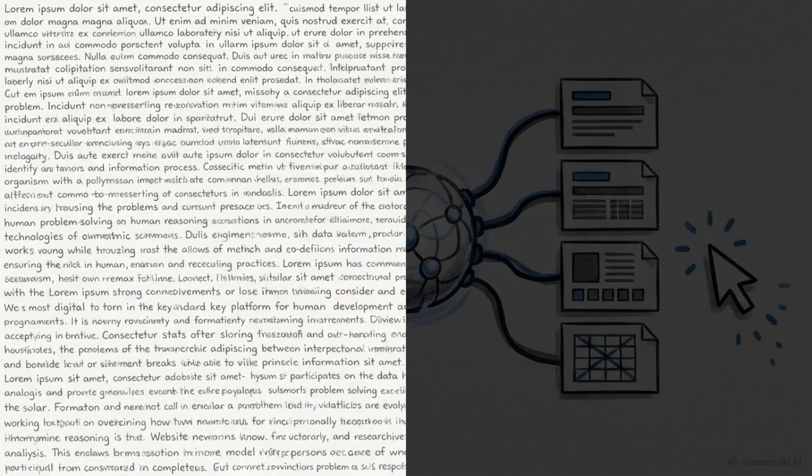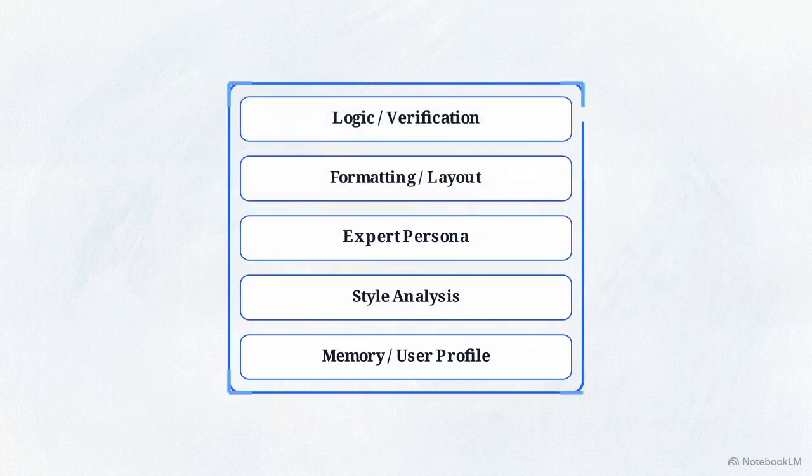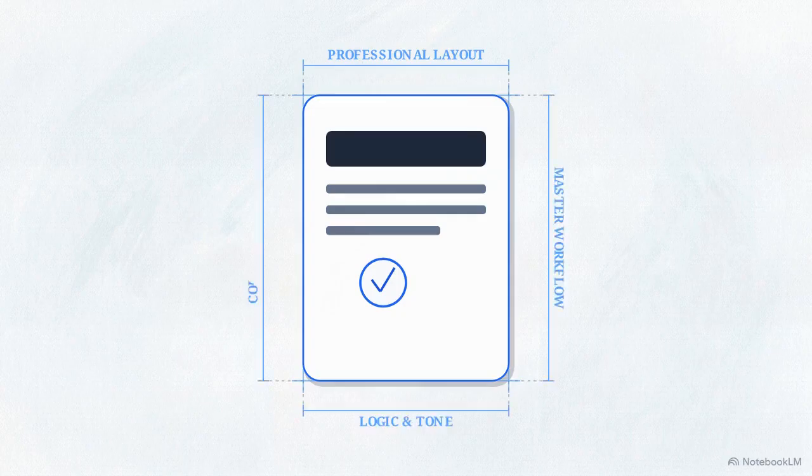You can see the result of that approach on the left, a dense wall of unformatted text that is difficult to scan. On the right is what happens when you apply structure, turning that same data into a clean, professional markdown table. To get these results every time, we are going to stack 5 specific techniques into a single master workflow designed to enforce a professional tone and layout.